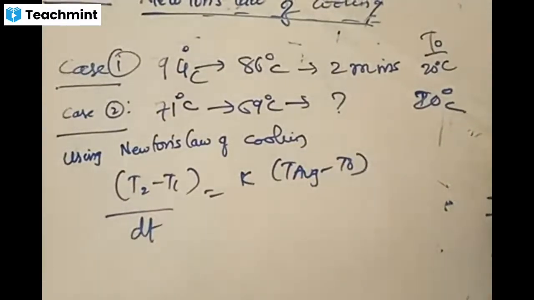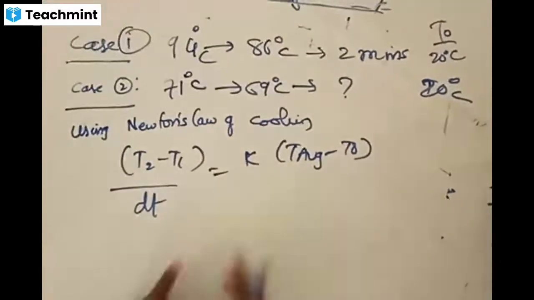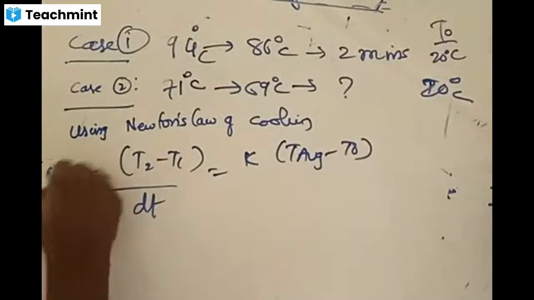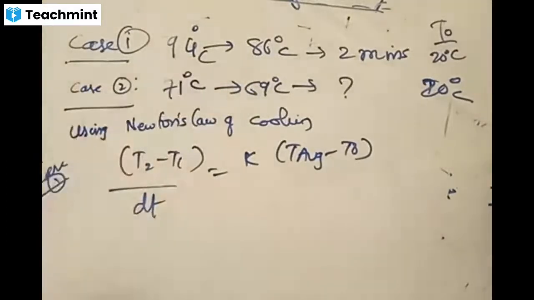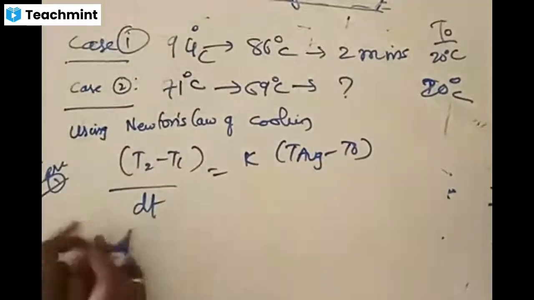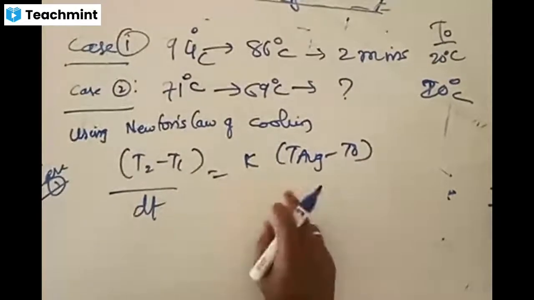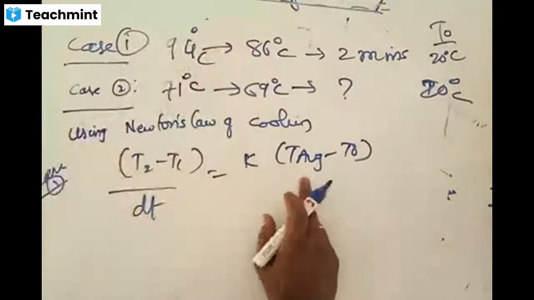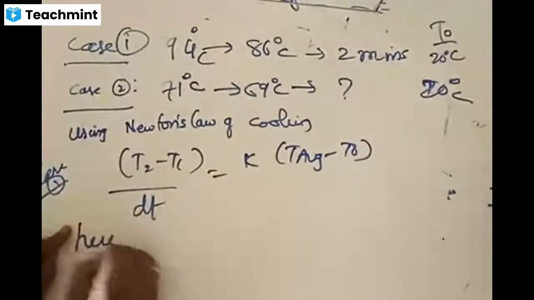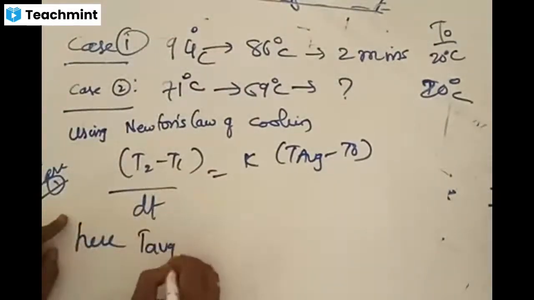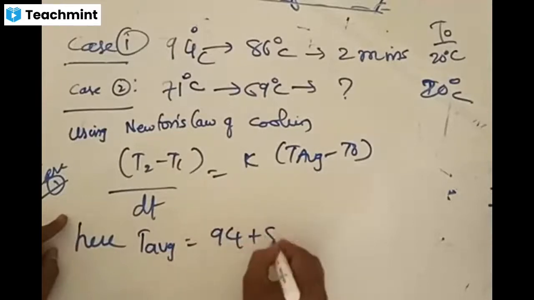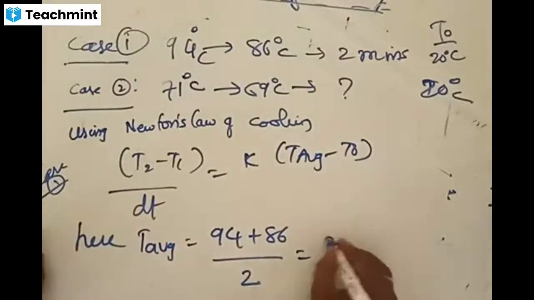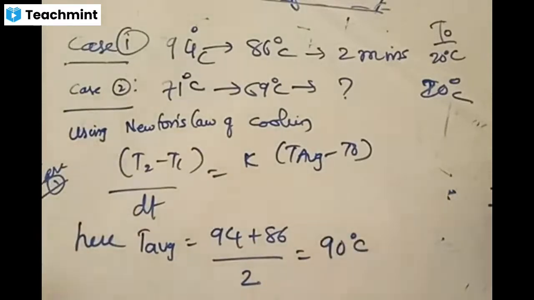Right? Now can you determine the value of K? To determine the value of K, this is in case 1. Case 1, T2 minus T1 is how much? Before solving this, better find the value of T average. If you look at this data and find the T average, that becomes easy. Here in case 1, what is T average? 94 plus 86 by 2, sum of these 2 by 2, which is 180 by 2, is equal to 90 degrees. Right?